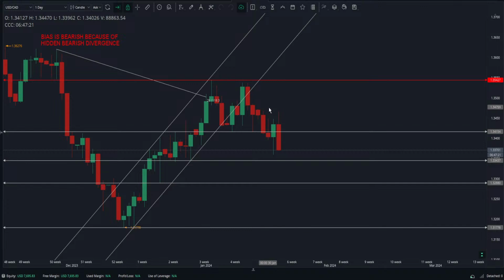On the contrary, if because of some reason the price starts rising from here, then 1.3542 should start acting as a resistance again.